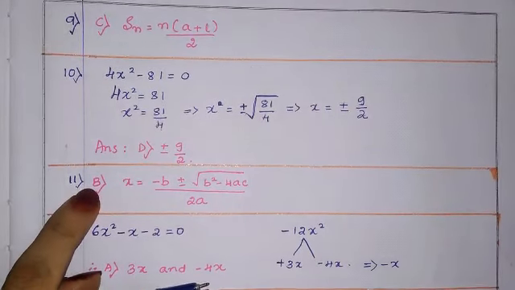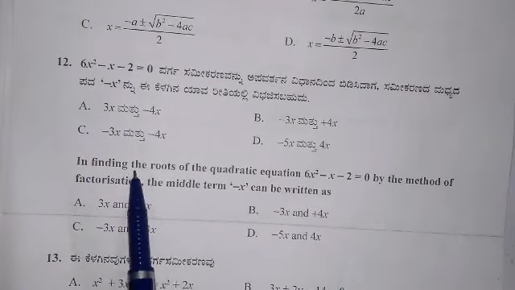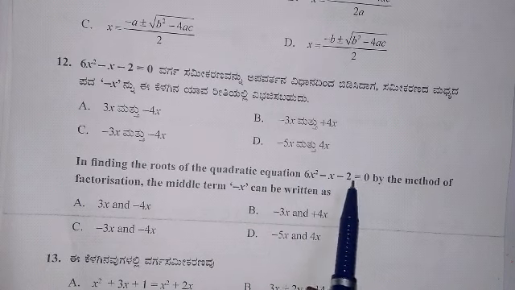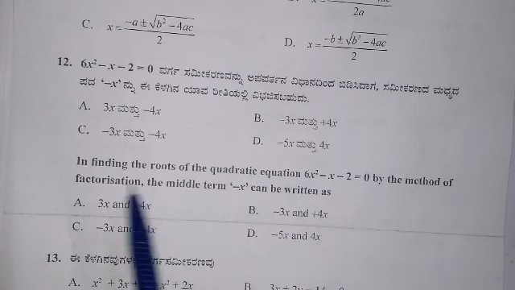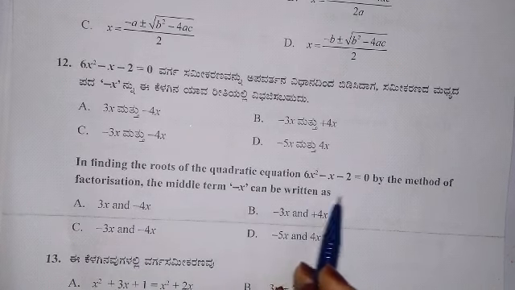So B is the correct option. Let us see now here. Question number 12. In finding the roots of quadratic equation 6x square minus x minus 2 equals to 0 by the method of factorization, the middle term minus x can be written as.